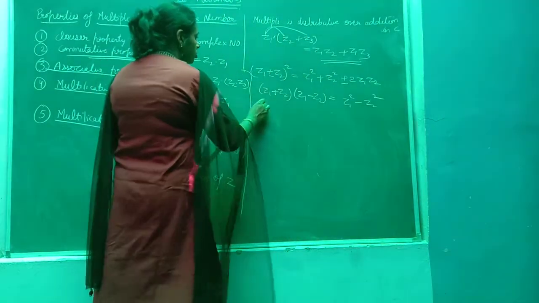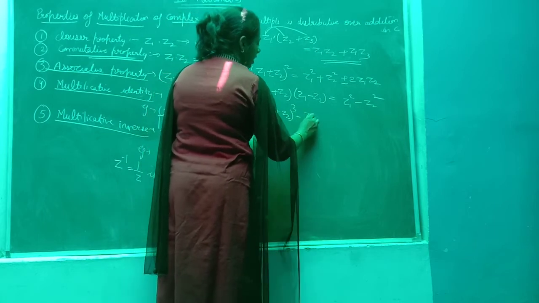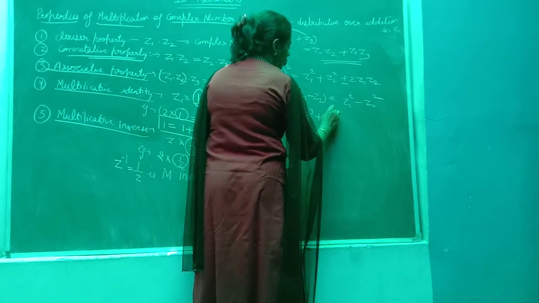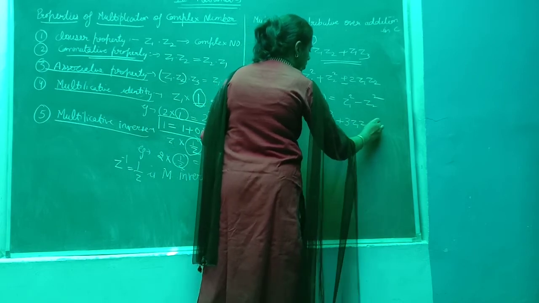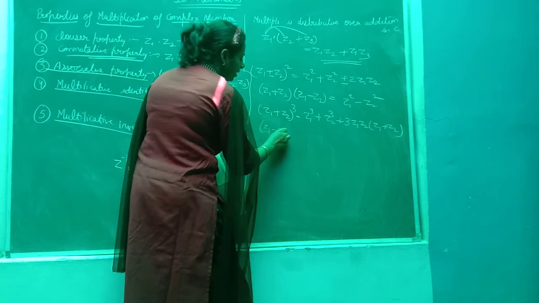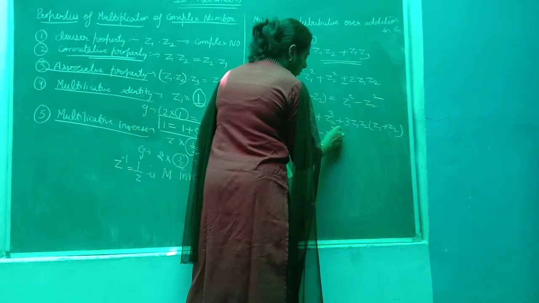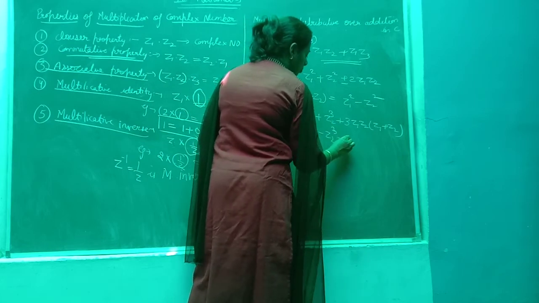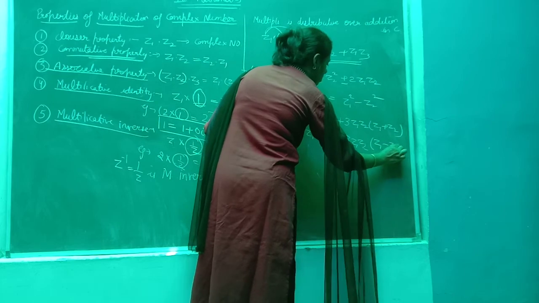Or cube is also there. The same identity will be applied in the case of cube: z1 cube plus z2 cube plus 3 z1 z2 into z1 plus z2. In the case of negative also, the same identity will be applied: z1 cube minus z2 cube minus 3 z1 z2 into z1 minus z2.